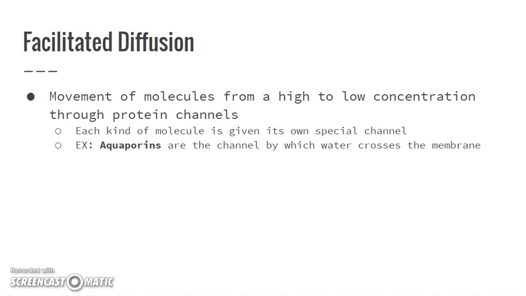For example, a water molecule has a specific channel called an aquaporin, and that's what kind of channel a water molecule uses for facilitated diffusion. A glucose molecule is going to use an absolutely different channel. So these proteins are made specific to the molecule.